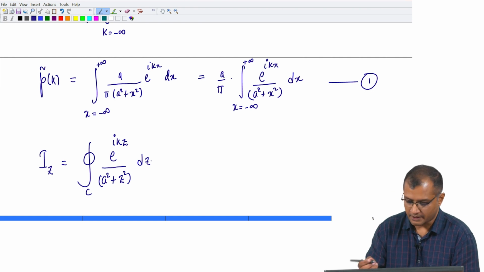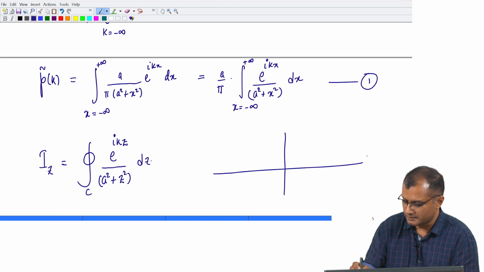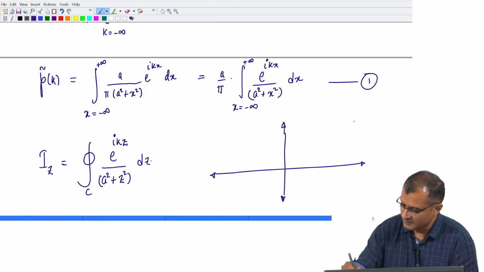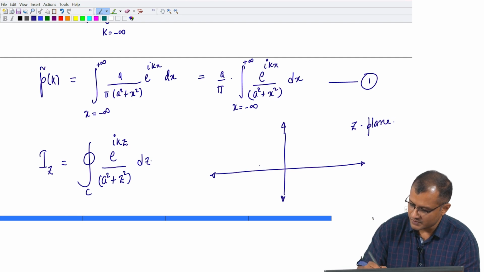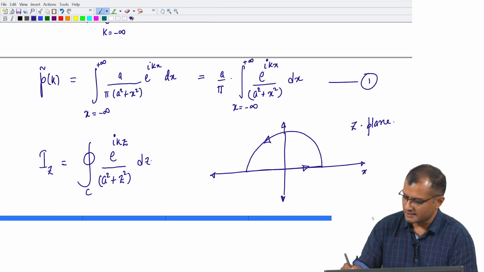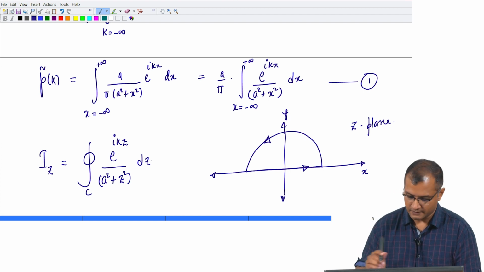So, I must indicate my contour here. The contour that I am using is basically, so this is my complex plane and I am using a semicircular contour, and this is the direction of my contour integration. This is my x axis, this is my y axis, and there are two poles of this function.